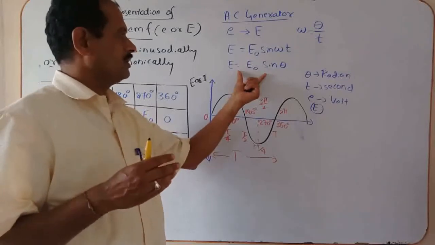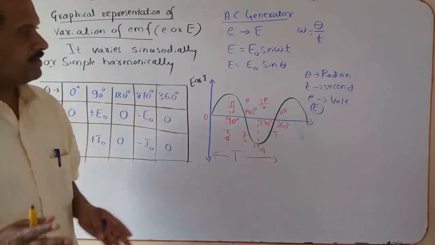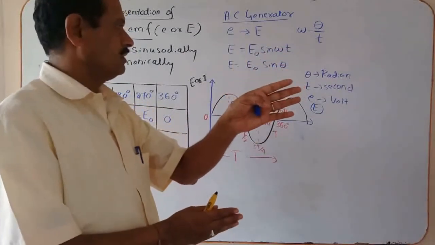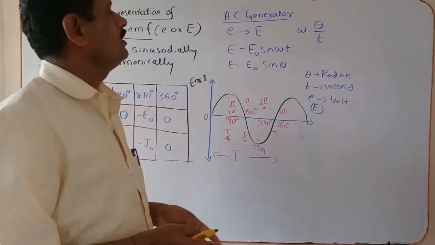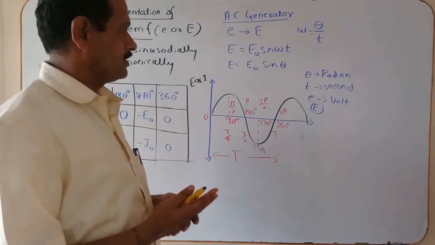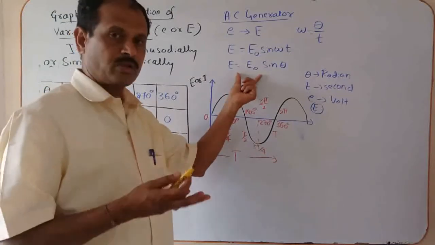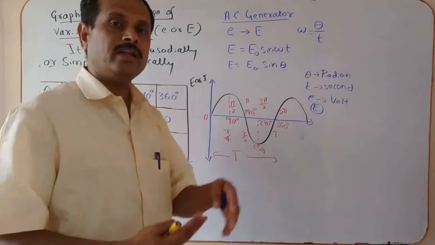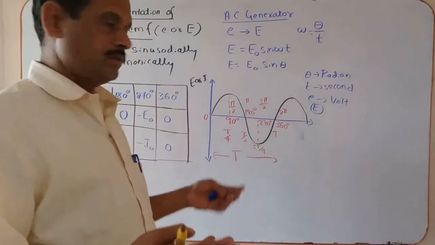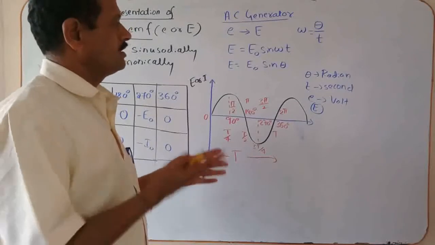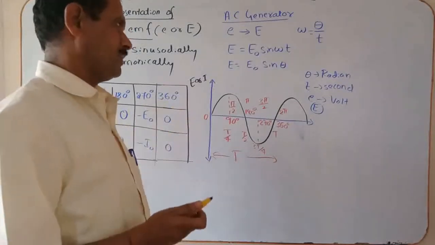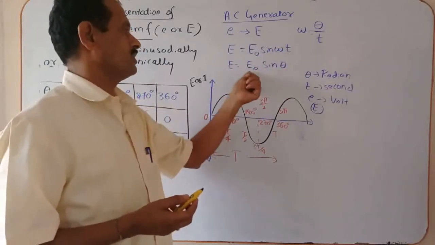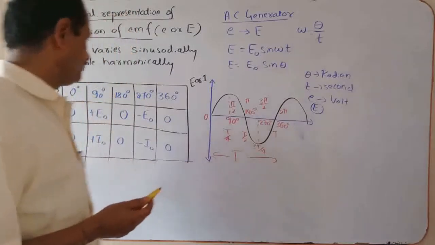What is that question? Derive an expression for the EMF induced in a rotating coil in a uniform magnetic field. You may be asked the question like this, or another type: derive, deduce or obtain an expression for the EMF induced in a rotating coil in the AC generator. Finally you got the expression E is equal to E naught sine omega t, or E is equal to E naught sine theta.